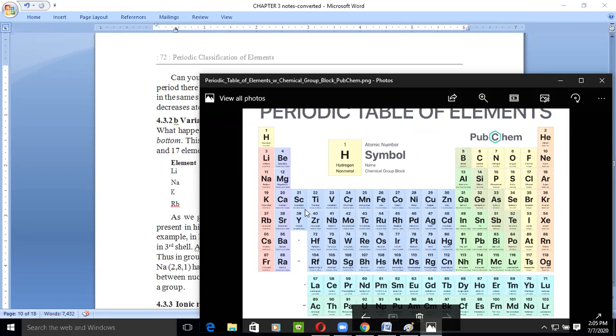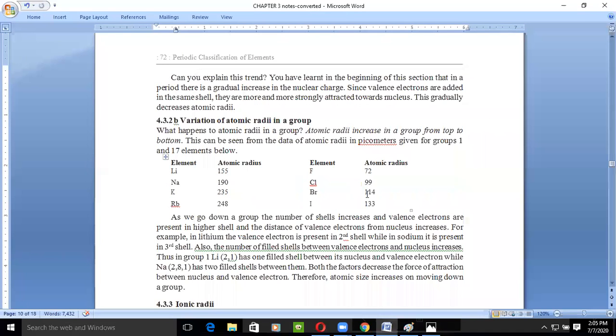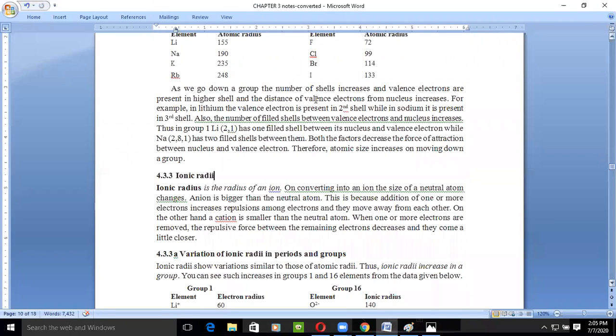Perfect. Is this clear to you all? Because as the atomic number increases down the group, it will lead to the participation of other subshells, which ultimately leads to the increase in their size. Got it, beta? Yes, ma'am. Okay, so this thing we will clear from this paragraph.